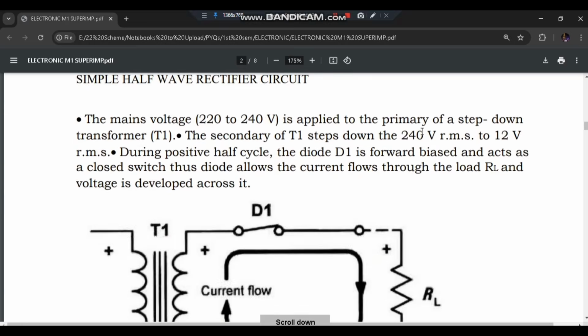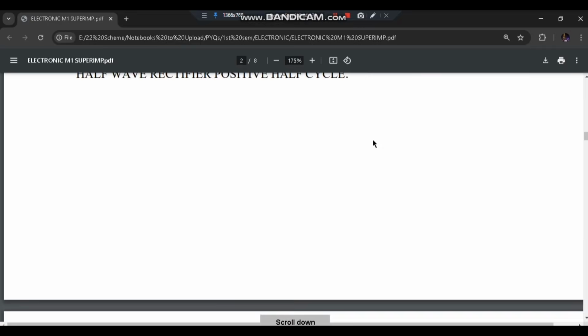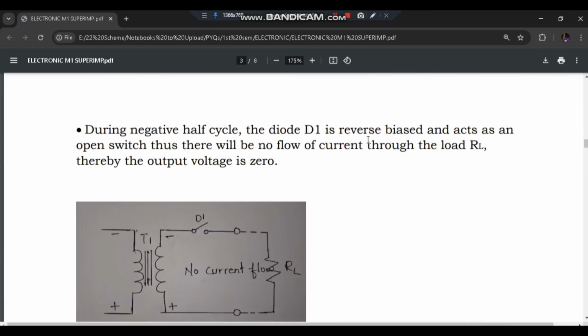Okay, that's all you have to make here. So when the current is flowing like this, in that time the conversion happens from 240 to 12 volts and it becomes positive. Okay, during the negative half cycle, what happens?